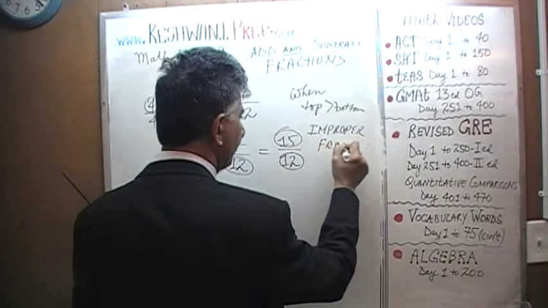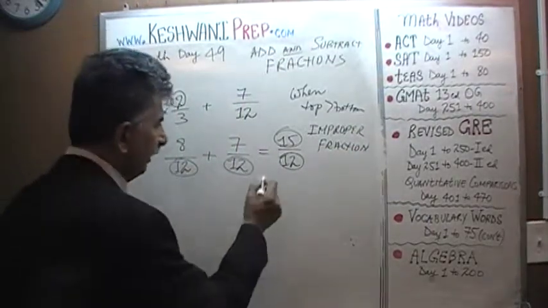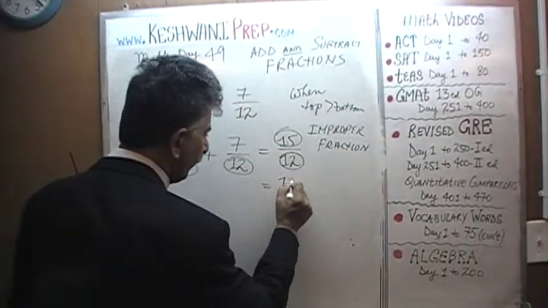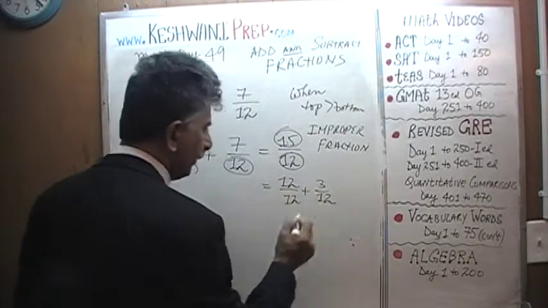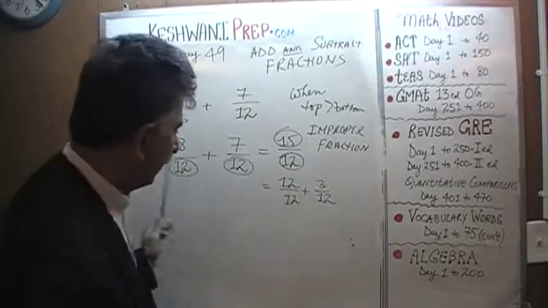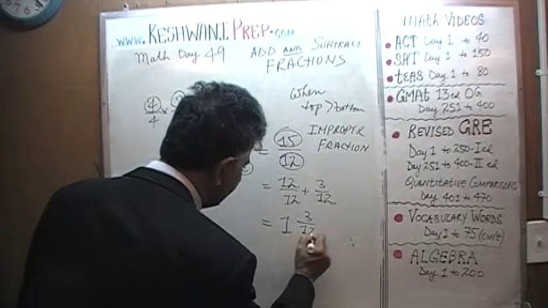This is an improper fraction. We have to do something with it. 15 over 12 can be written as 12 over 12 plus 3 over 12. 12 over 12 is just 1, so we end up with 1 and 3 twelfths.